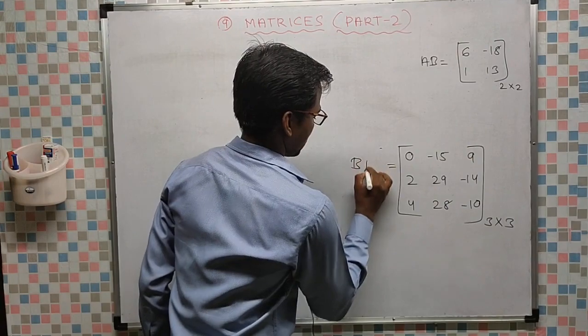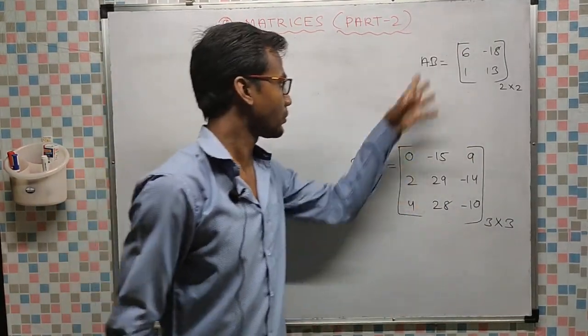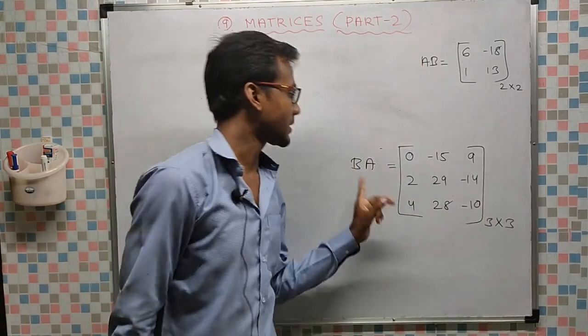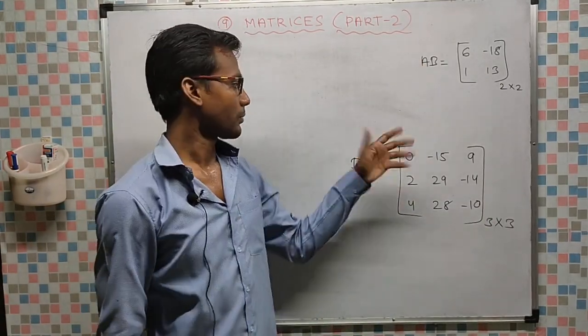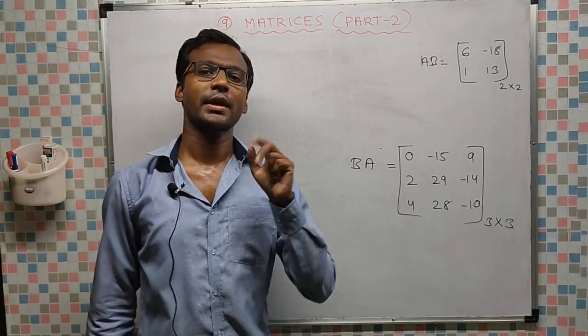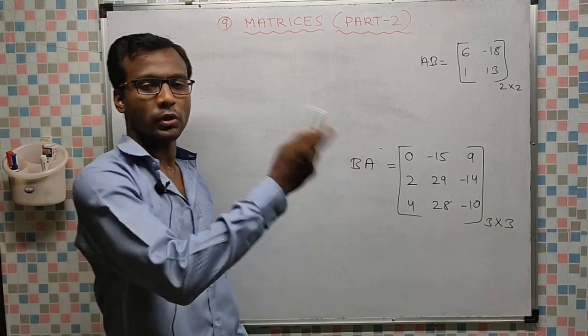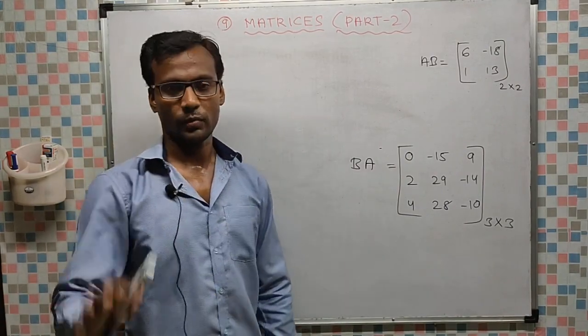This is BA. Okay. So now look at these two matrices. This is AB, this is BA. From this, what can you conclude? If there are two matrices A and B, if A into B is possible, then B into A may be possible, may not be possible.